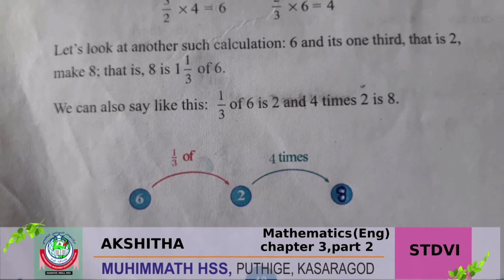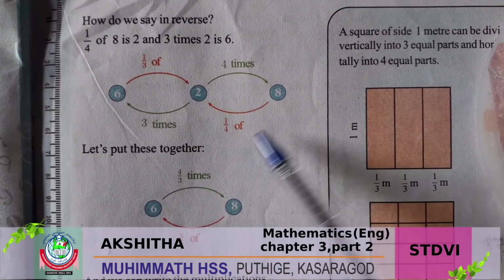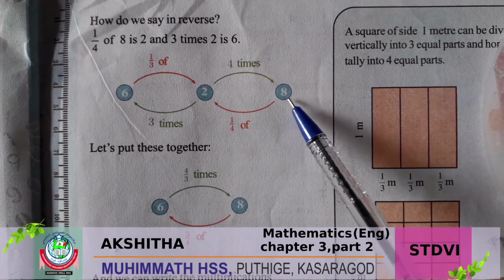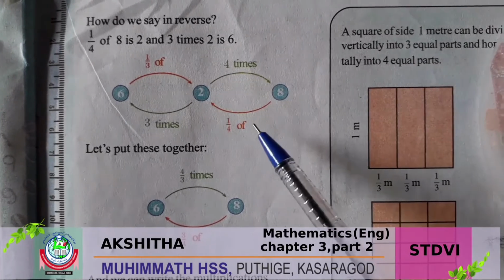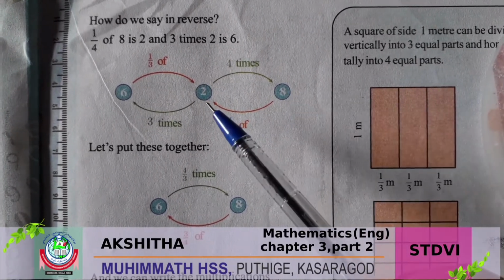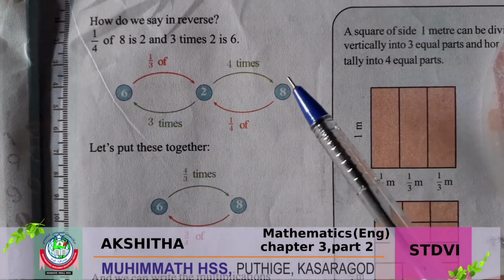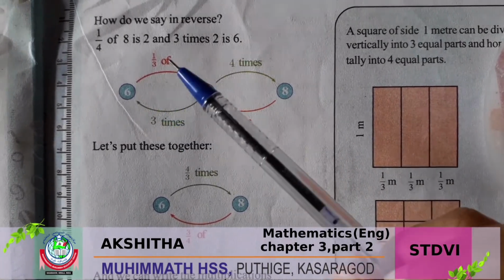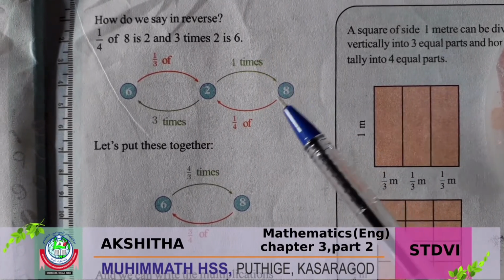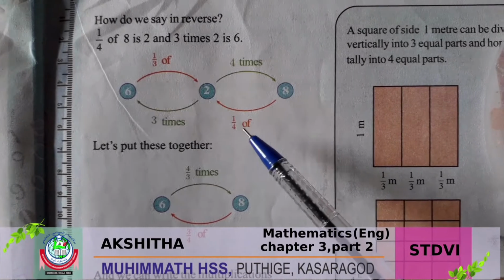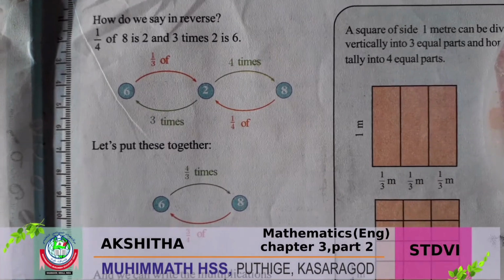Let us see the reverse of this. Here 2 is the 1 by 4 of 8. When we divide 8 into 4 equal parts, one part is 2, right? So 1 by 4 of 8 is 2, and 2, 3 times is 6. This is the reverse of these numbers. First one, 1 by 3 of 6 is 2. 2, 4 times is 8. Next, in reverse, 1 by 4 of 8 is 2. 2, 3 times is 6. Is it clear?